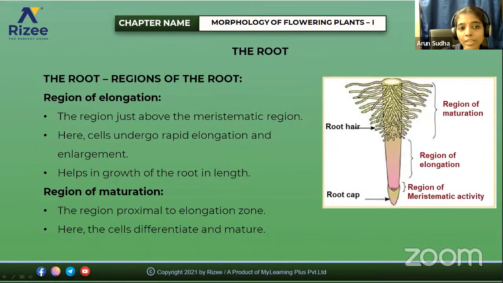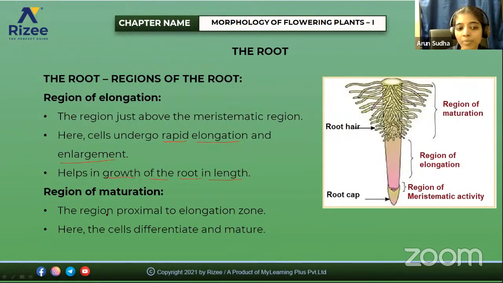Then the region of elongation, the region just above the meristematic activity. Here the cells undergo rapid elongation and enlargement. The growth of the root is determined by the proportion of this region of elongation. If the root is very long, it means the region of elongation will be larger. So it helps in the growth of the root in length.